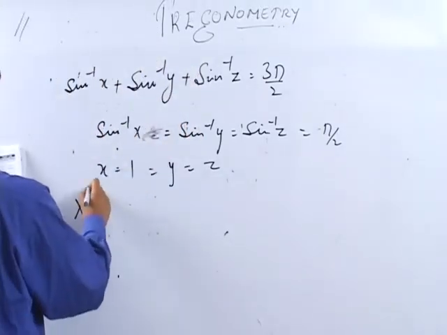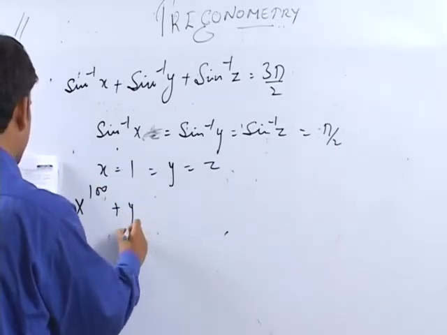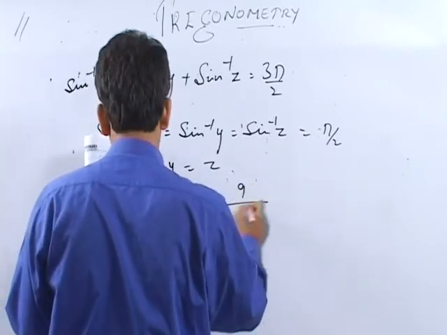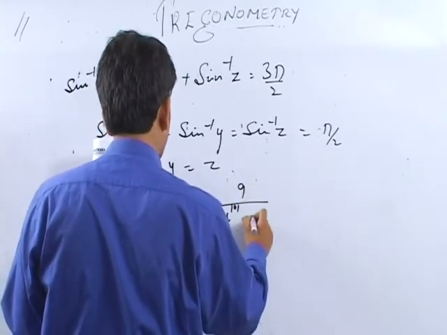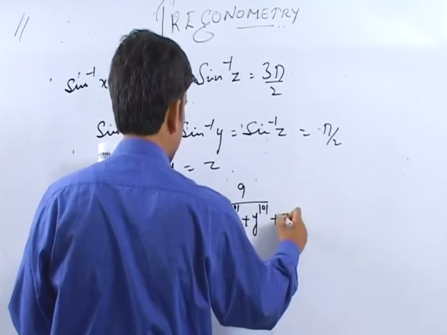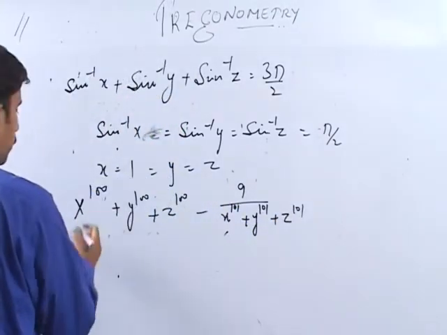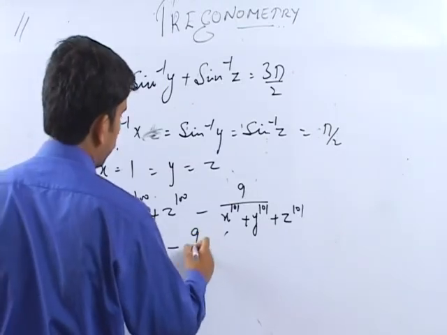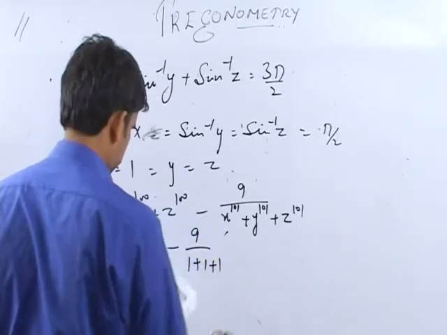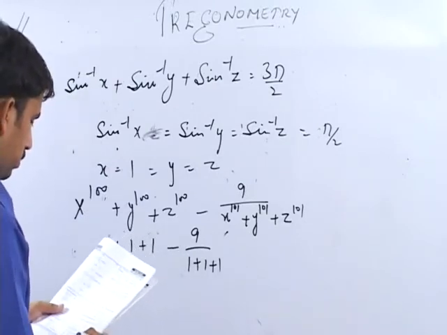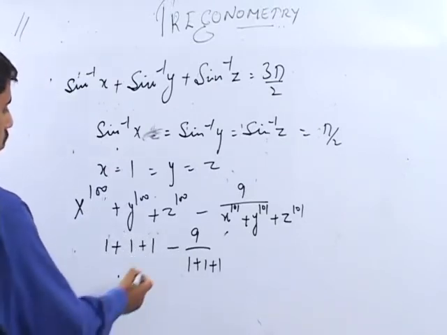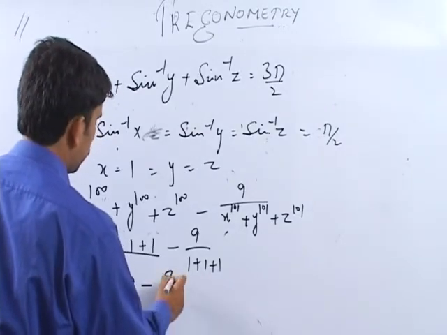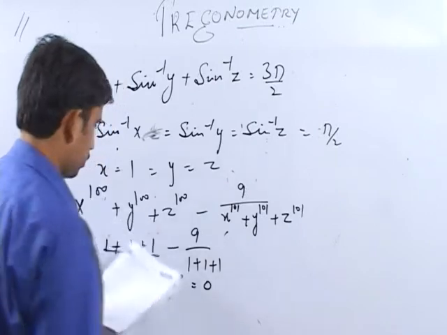Now you are given the expression x raised to 100 plus y raised to 100 plus z raised to 100 minus 9 over x raised to 101 plus y raised to 101 plus z raised to 101. Now when you put the values for x, y, z, you will get 1 plus 1 plus 1 minus 9 over 1 plus 1 plus 1. Now this will be equal to 3 minus 9 over 3. 3 minus 3 is 0.